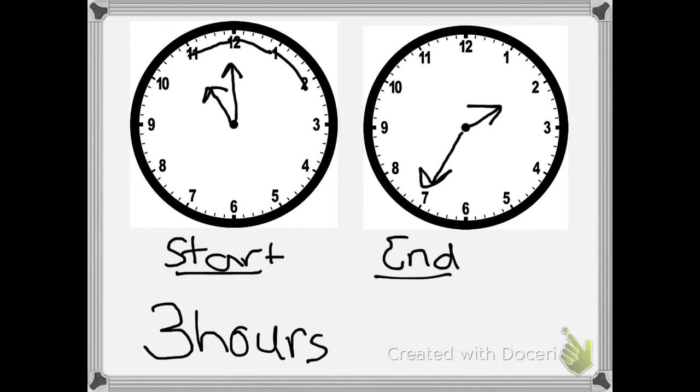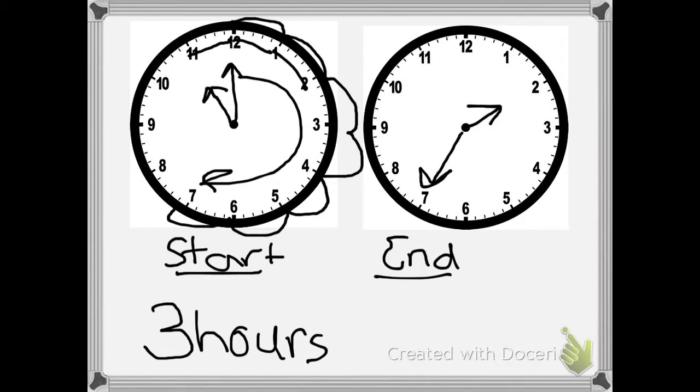But some minutes have gone by because if you look, this minute hand has moved around the clock to the 7. So I need to find out how many minutes have gone by from the 0, the 12, to that 7. So let's count by fives. 5, 10, 15, 20, 25, 30, 35. So 35 minutes have moved on that clock. So the total time of that baseball game was 3 hours and 35 minutes.